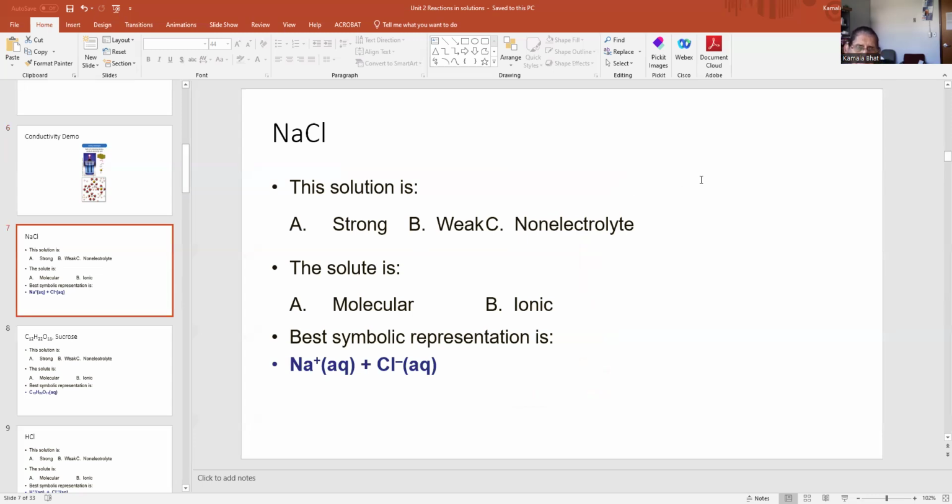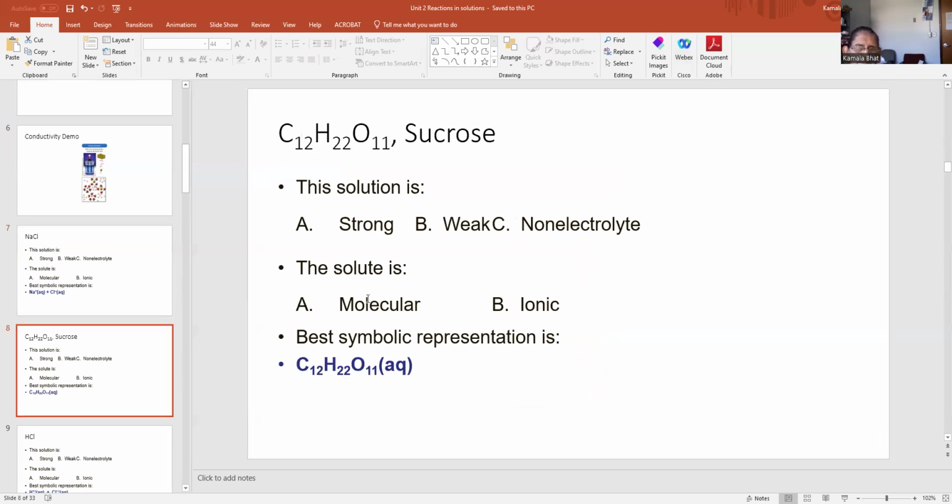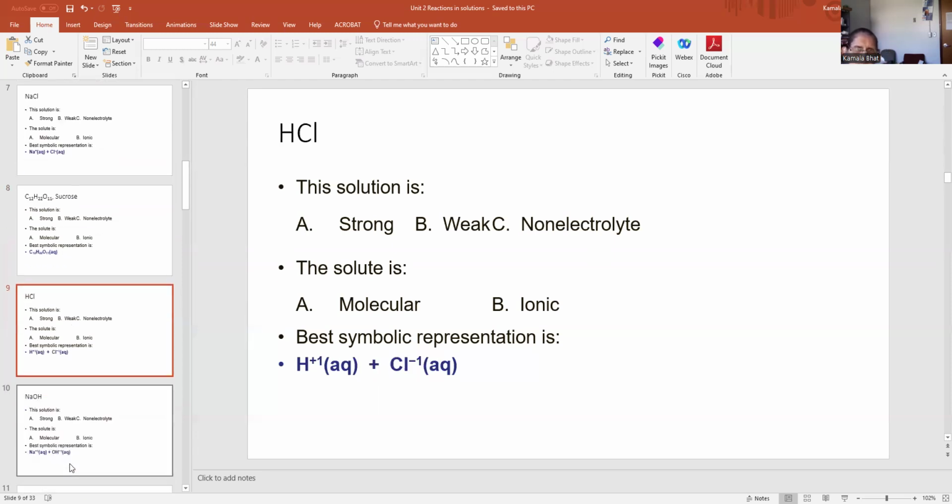Now, NaCl, this solution is a strong, weak, or non-electrolyte? Answer the question. And is the solute molecular or ionic? Again, you can answer the question because you know that NaCl completely dissolves in water. What about sugar? Sugar is a molecular compound because you don't see any cation or anion. It is a combination of carbon, hydrogen, oxygen. And therefore, what would you expect the conductance of this solution to be?